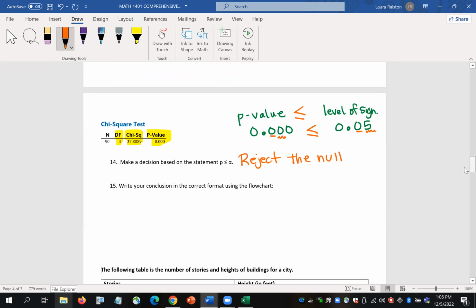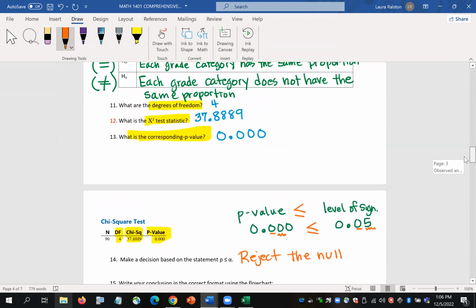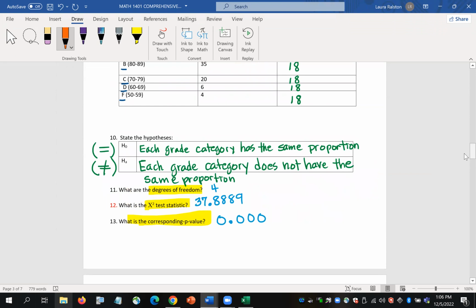So again, thinking about what that means: if I reject the null, the null is false and the alternative is true. So in this case, my belief that each grade category has the same proportion is wrong or incorrect. It's false. So based on the evidence, each grade category does not have the same proportion.